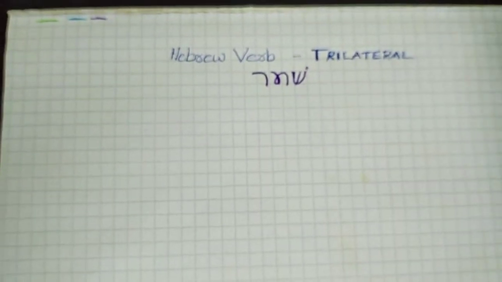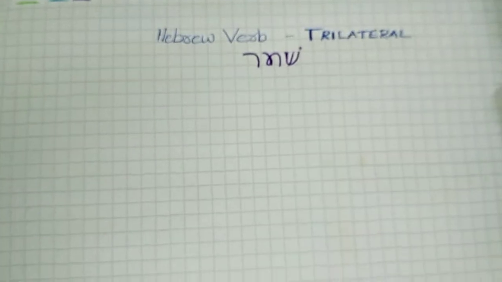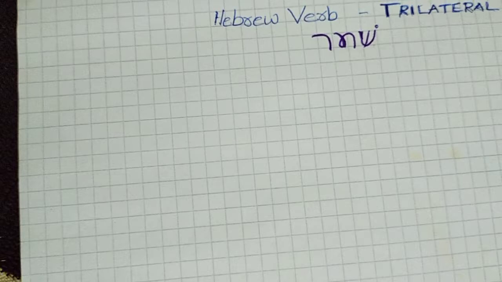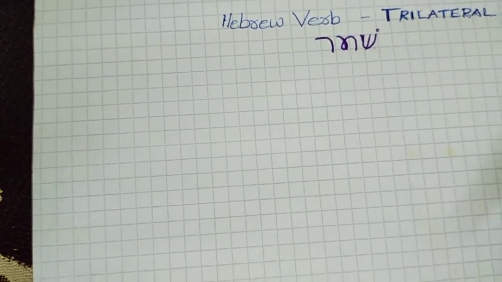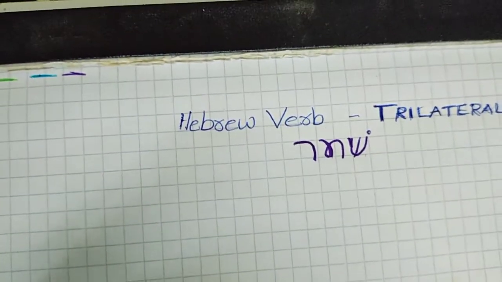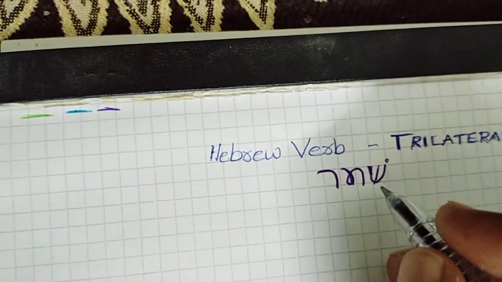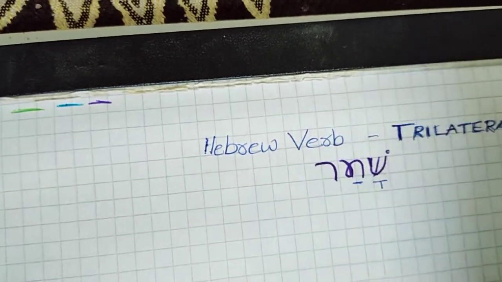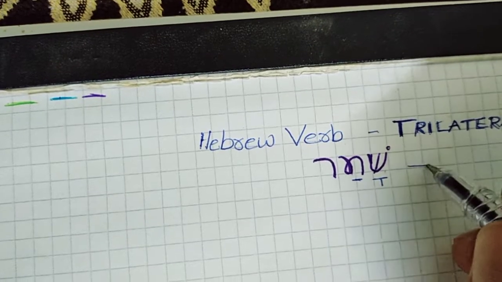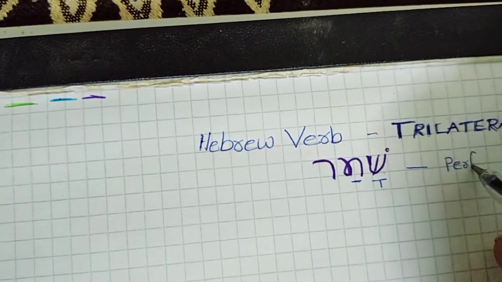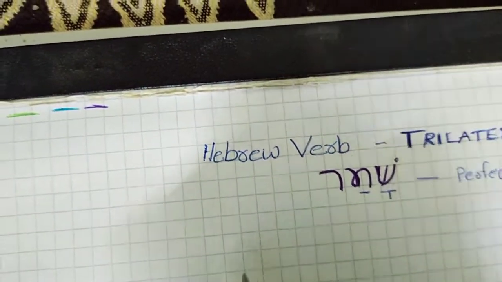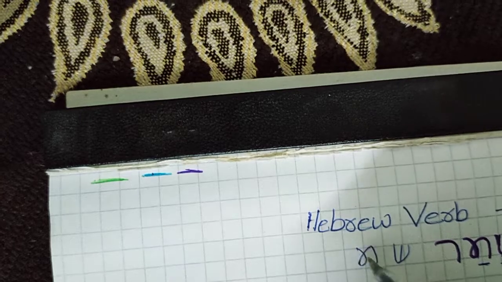So we add a vowel to those three letters, so it gets its tenses, especially perfect, imperfect, imperative. This is shamar. If you are putting kamesh and pata, it becomes shamar, that is perfect. Third person masculine singular perfect, it will come. If you put in the same thing, shamar, that is a root word.